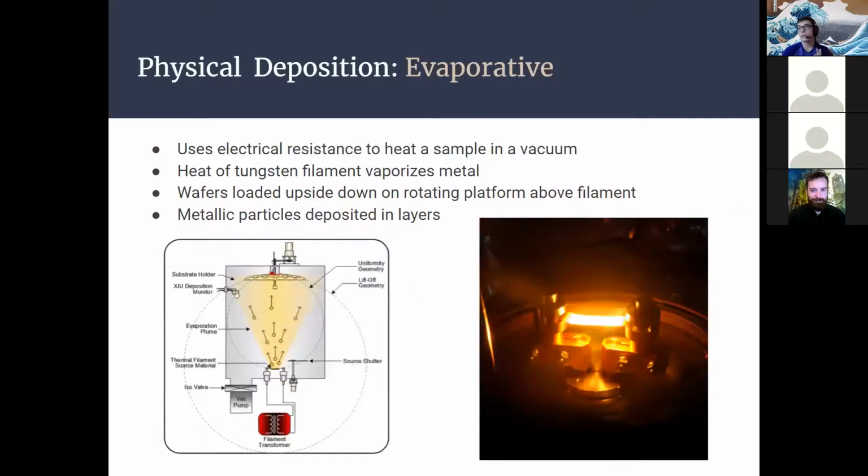Then moving on to evaporative deposition, it uses electrical resistance to heat a sample in a vacuum. So you have this tungsten boat in a vacuum chamber, and then you have all of your wafers loaded upside down into this rotating platform, and you fill your target material that you want to coat your substrate with, loaded in either in beads or some other form. And then as you pass a current through that tungsten boat, it begins to heat up. And since the vacuum is so low, it's usually around 10 to the -6 or 10 to the -7 torr, it greatly lowers the melting point of anything. So those metal samples that are sitting in the tungsten boat begin to heat up and boil and evaporate, and this metal vapor begins to be deposited in layers via this method.